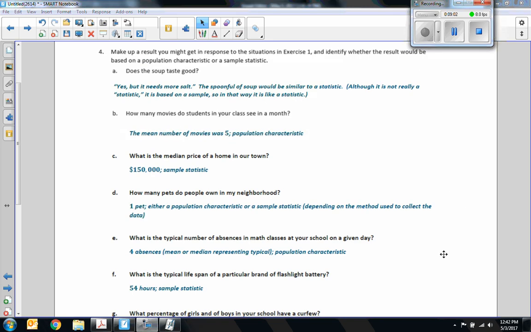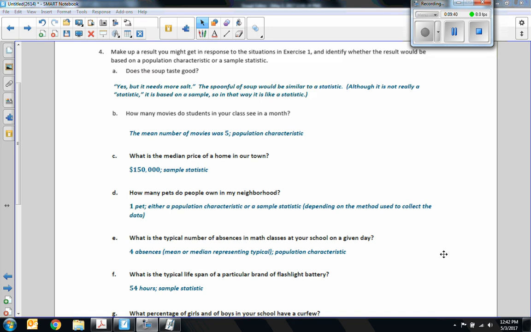Okay, so here we go. B, how many movies do students in your class see in a month? The mean number of movies was 5, population characteristic. So 5 is an example, and that would be a population characteristic. You were able to ask everybody. C, what is the median price of a home in our town? If we came up with $150,000, that's a sample statistic. We didn't ask every single person. D, how many pets do people own in my neighborhood? 1 pet. Either a population characteristic or a sample statistic could be used depending on the method used to collect the data.